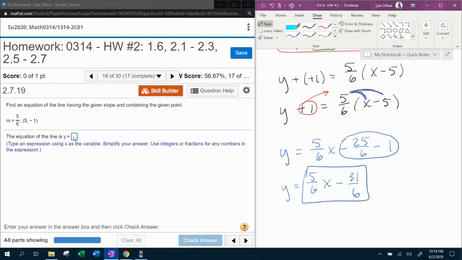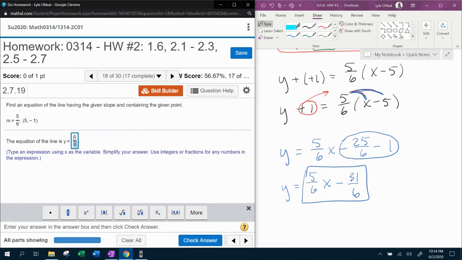Let's see if we're right. 5/6 x minus 31/6.